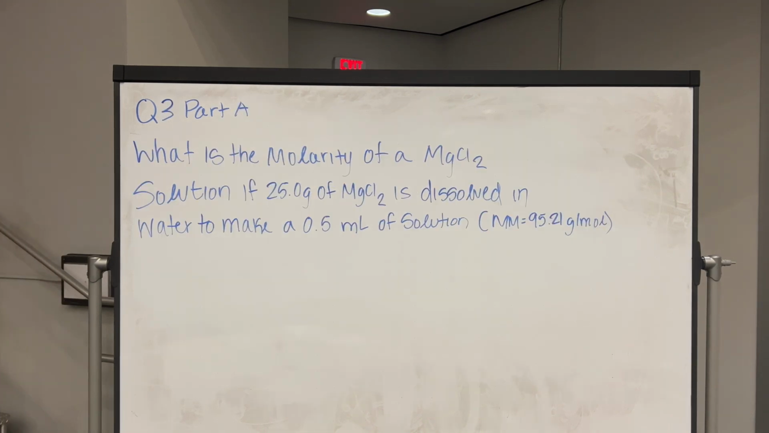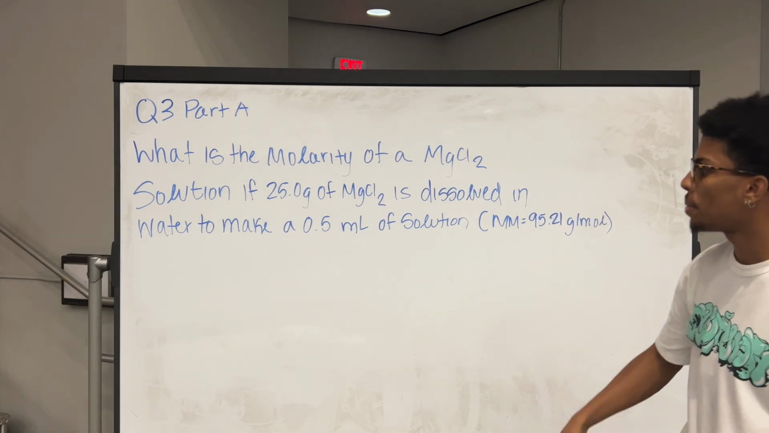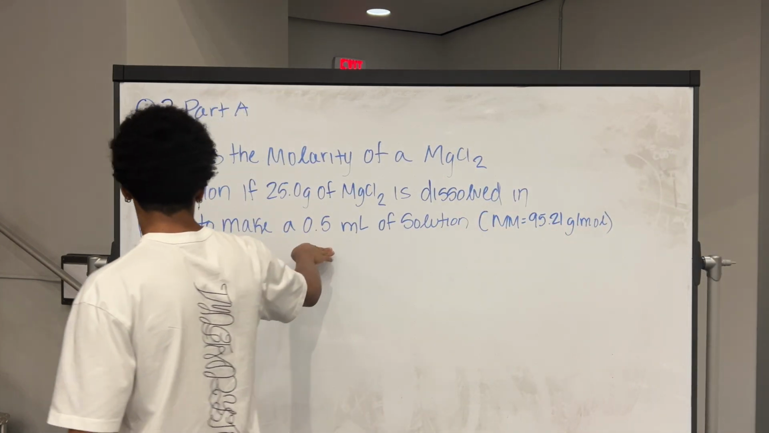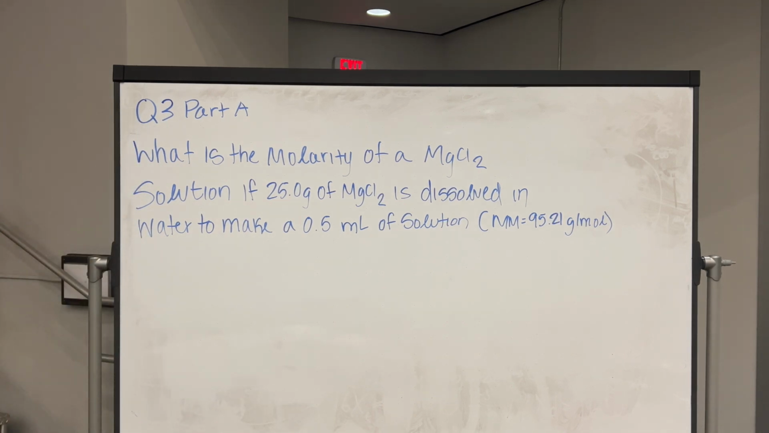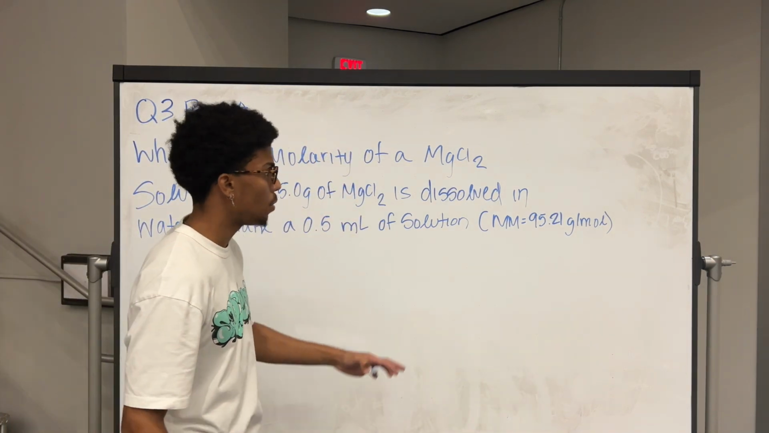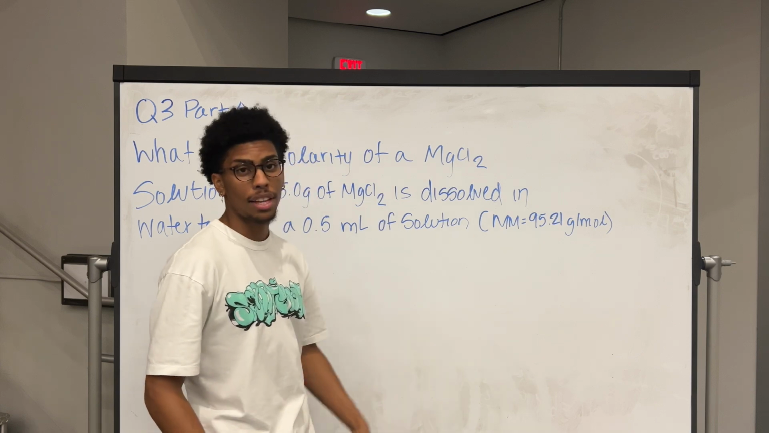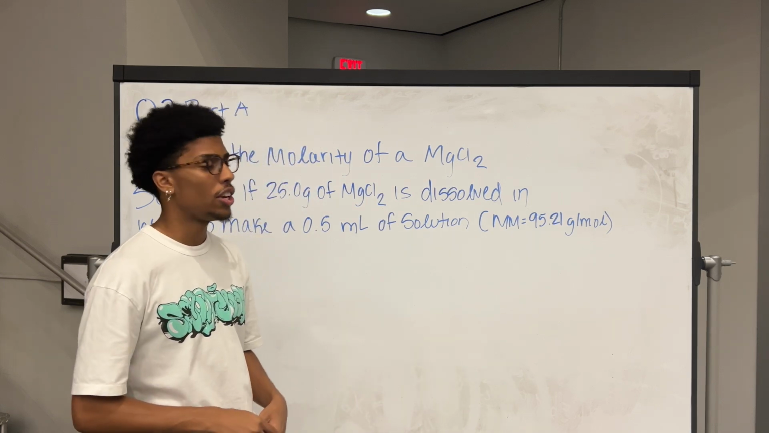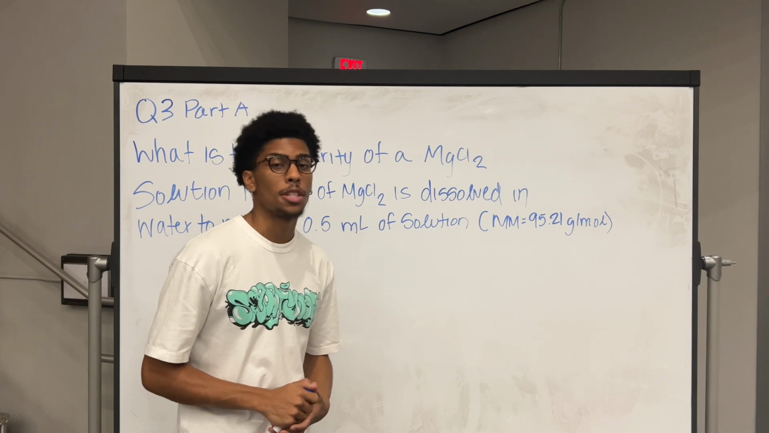Question 3, part A says, what is the molarity of a magnesium chloride solution if 25 grams of magnesium chloride is dissolved in water to make a 0.5 ml of solution? And they provided the molar mass of magnesium chloride, which is 95.21 grams per mole. This is common on the exam. They will sometimes give you the molar mass, but again, we already know how to solve the molar mass, so don't worry about that. If they don't give it to you, you should know how to solve it. It's just going to add an extra step to this problem.